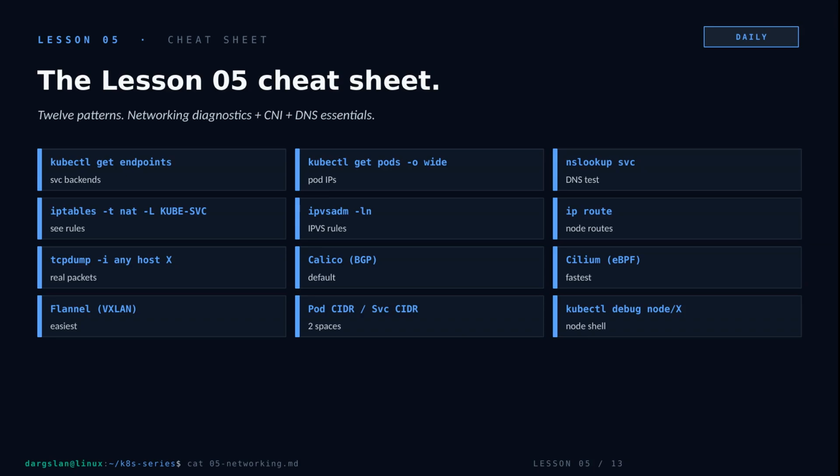12 patterns covering the whole stack. kubectl get endpoints, get pods -o wide, and nslookup for the service-DNS-pod triangle. iptables, ipvsadm, and ip route for what kube-proxy and the kernel actually programmed. tcpdump and kubectl debug node when you need ground truth. And on the CNI side, the mental shortcut. Flannel is easiest. Calico is the sensible default. Cilium is the fastest. 2 CIDRs to remember, pod and service. And you've got the whole networking layer in one screen.